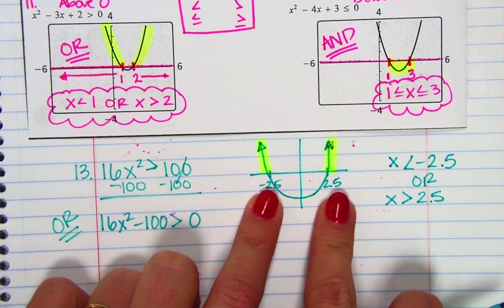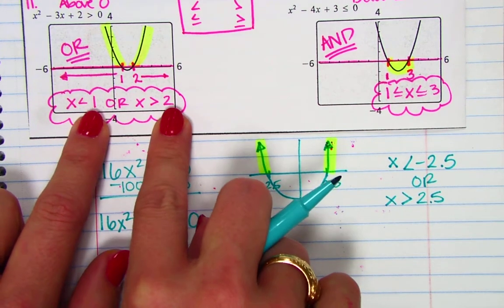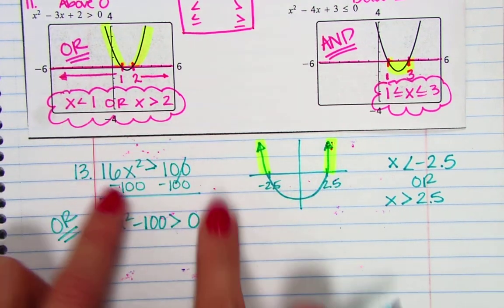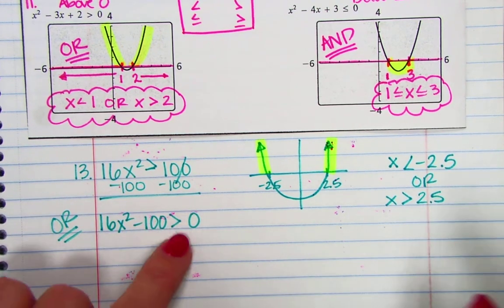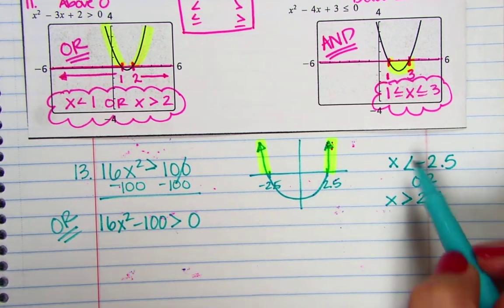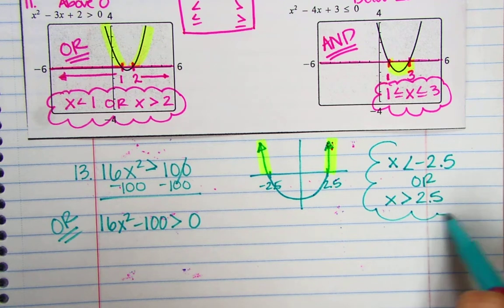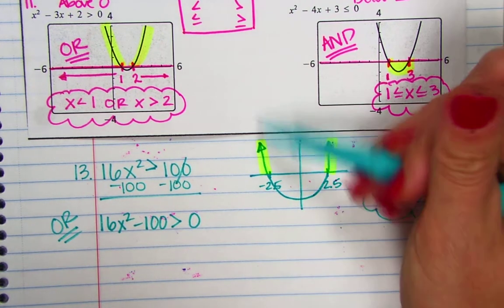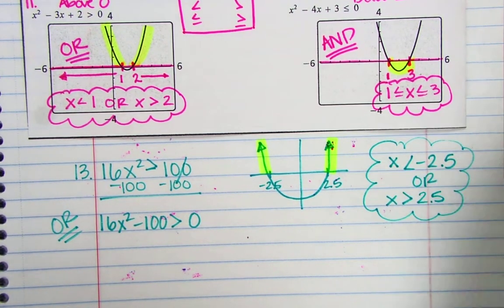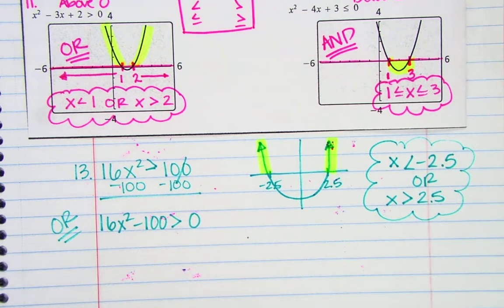Okay, you're just using the x-intercepts. Those are the two things that determine what numbers go here, okay, for or problems. And since it was just both greater than and not with no underline, then there you go. X is less than negative 2.5, the graph will be above 0, and if x is greater than positive 2.5, it'll be above 0.